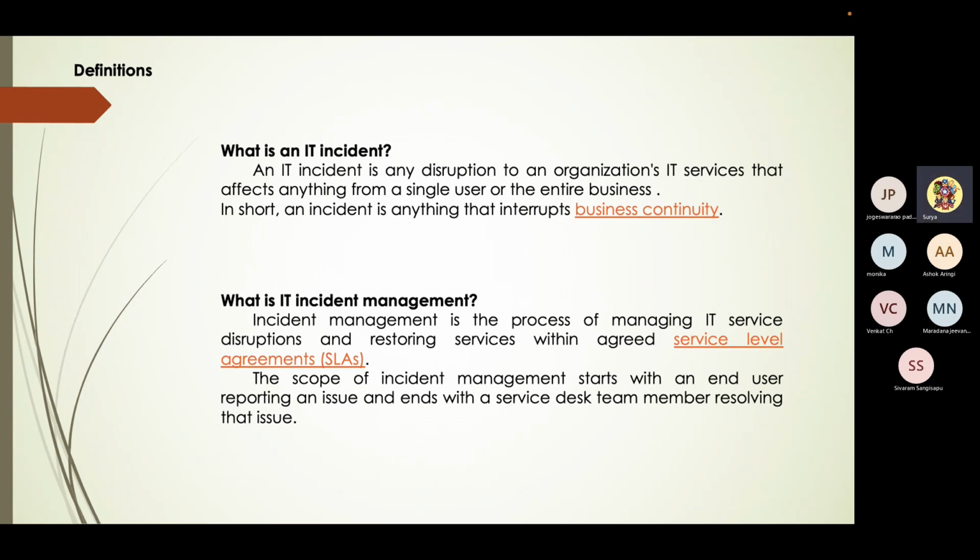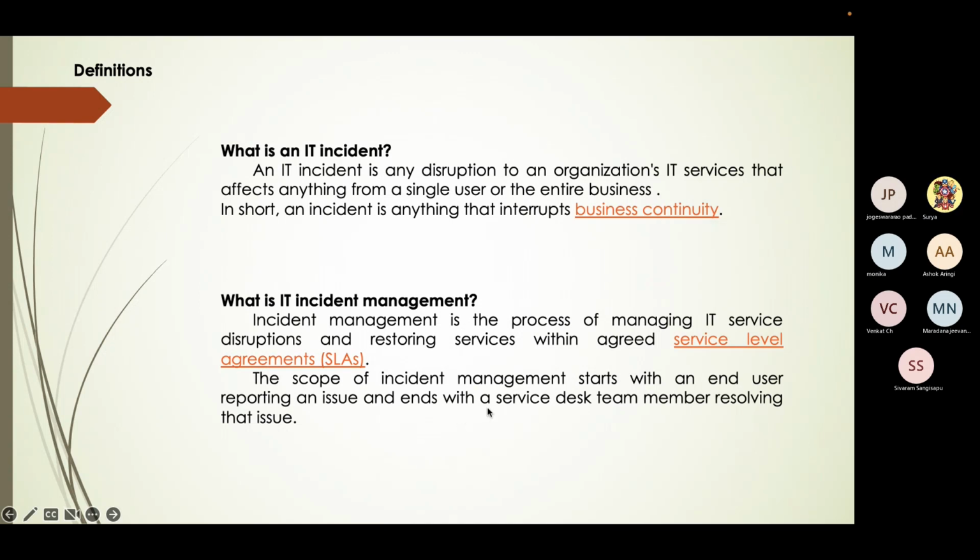Okay, incident management. Again, incident is a noun and incident management is the verb. It is a task, or work, that should be performed. Incident management is the process of restoring the services as soon as possible. I will explain the two terms in red color separately, once I finish this slide, when I go to business continuity and service level agreements.